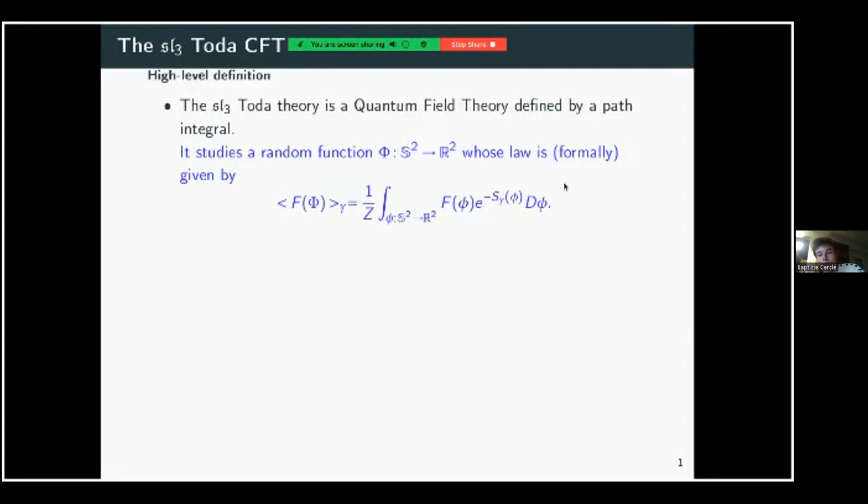with the integral. You integrate over all functions from the sphere to R2, and you average using this action functional. Of course, the measure element that you consider in this definition is purely formal. It stands for some Lebesgue measure on the space of functions, so it does not really make sense. But in some examples, when the action functional S gamma is nice enough, you can define it using probability.